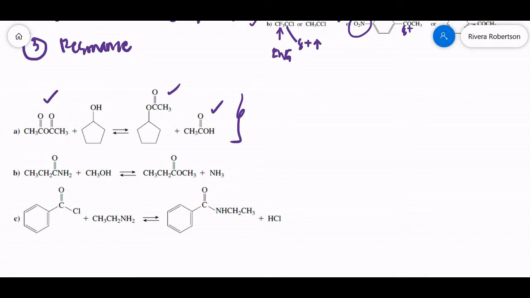Next, let's look at this. Here, we have an amide and then we have an ester. Between the two, the ester is more reactive than the amide. Hence, the reactants are favored. And then in letter C, your product is an amide and your reactant is an acyl halide, which is more reactive. So, the products are favored.